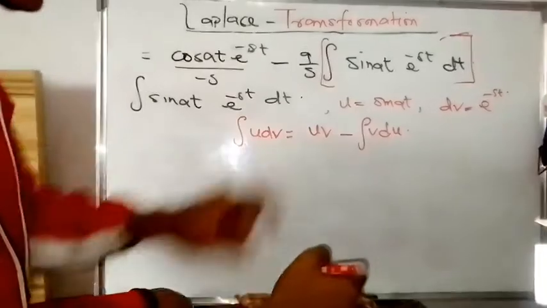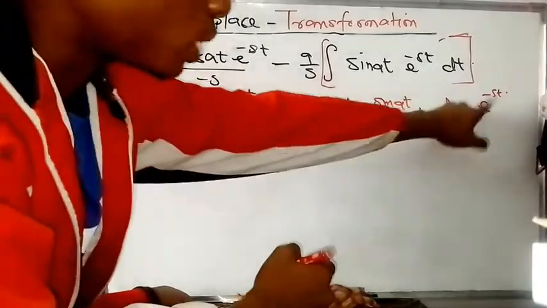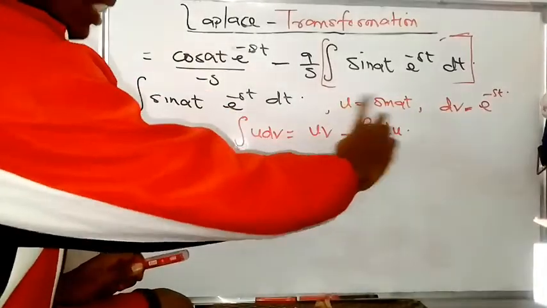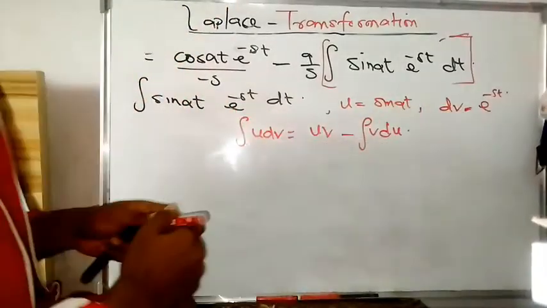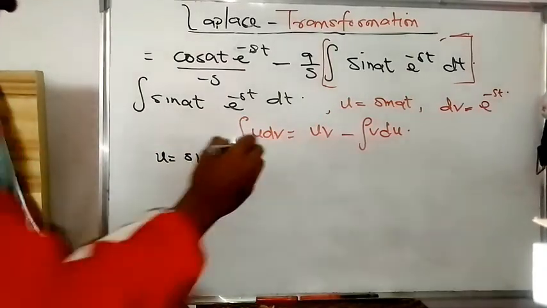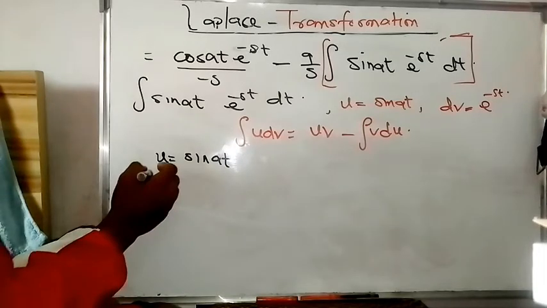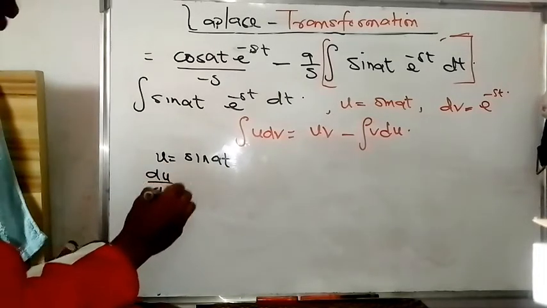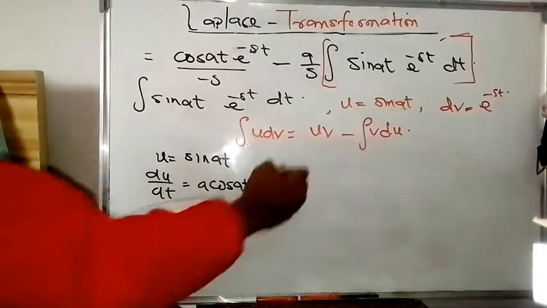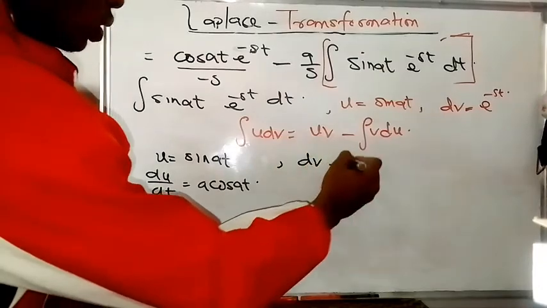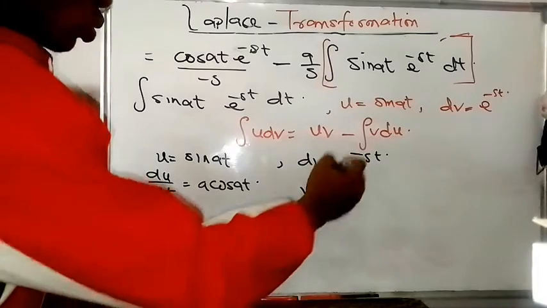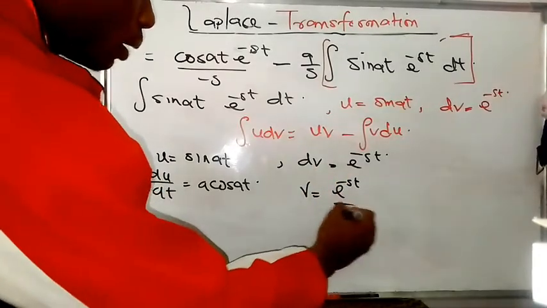So what's my u? My u is sine at. My dv is exponential minus st. For me to get my du and my v, I have to differentiate this to get my du and integrate this to get my v. So differentiating my u, sine at, I have du/dt equal to a cos at. Integrating my dv, exponential minus st, I have v equal to exponential minus st divided by minus s.